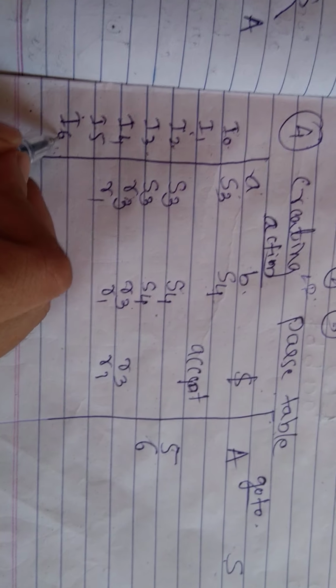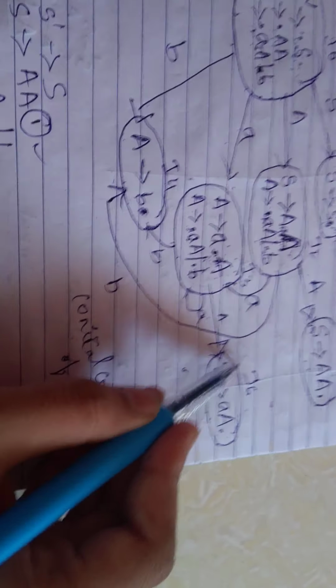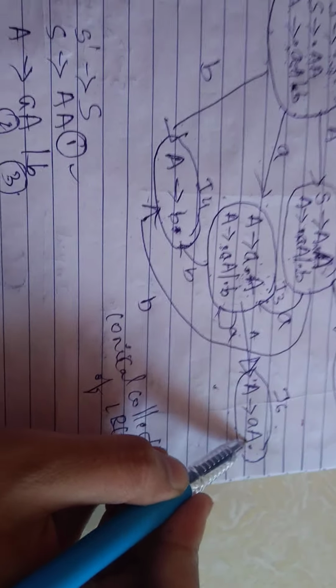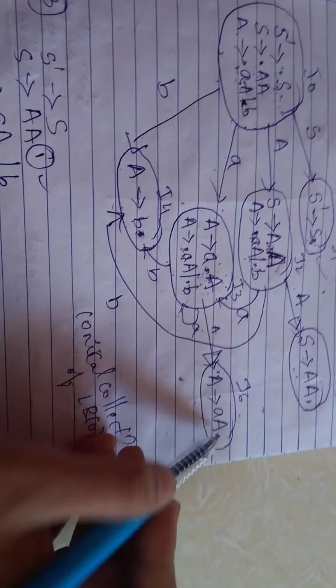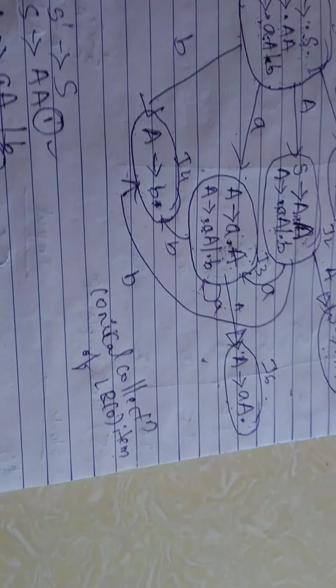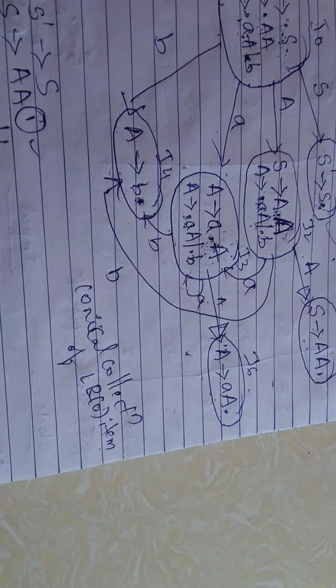Same way I will go for I6. I6 is given with what? I6 is capital A with a dot. What is the production? See here, the dot is at the end. So we don't have I6 on small a or I6 on small b, because it is already the end of the production.